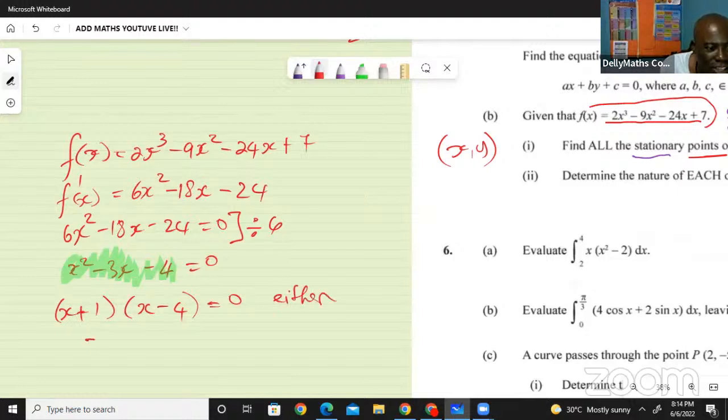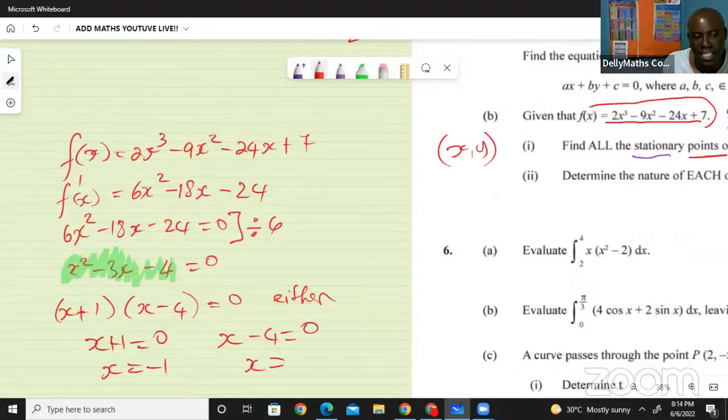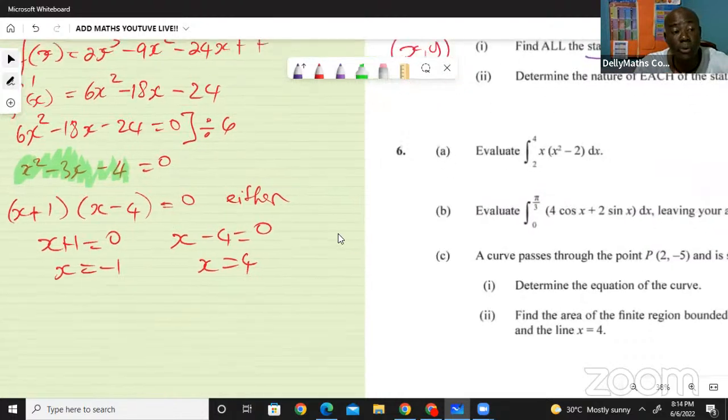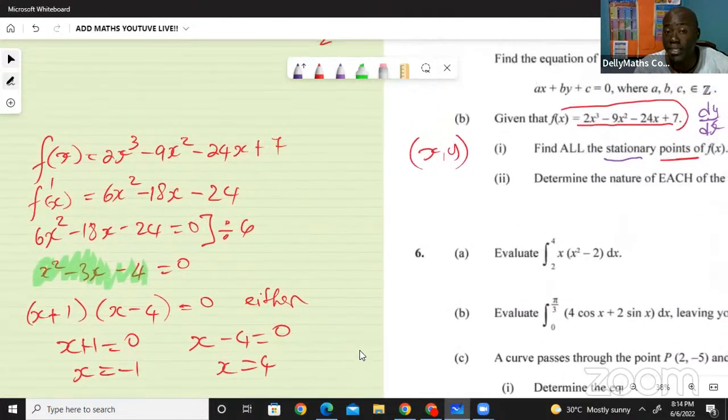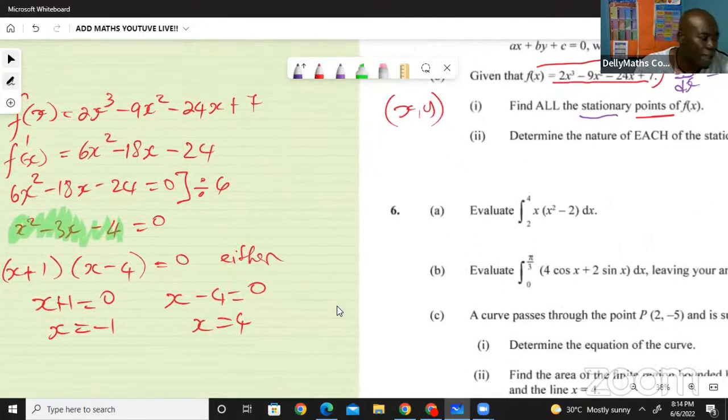So x plus 1 is equal to 0, which means that x is equal to negative 1. x minus 4 equal to 0, which means that x is equal to 4. These are the x values at my critical, what we call the stationary point. But this is not the answer to the question, because I need to find the y values now.